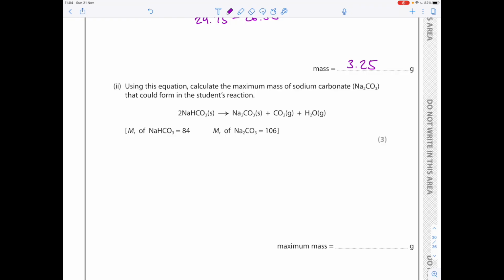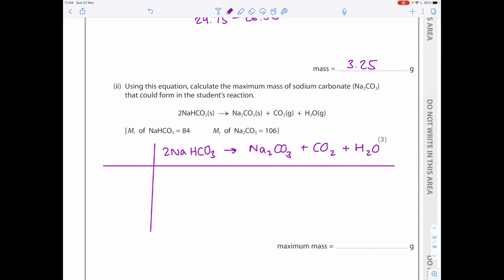Using this equation, calculate the maximum mass of sodium carbonate, Na2CO3, that could form in the student's reaction. So let's write out that equation below so we can access it more easily. We're going to use the table format that states mass, MR, and number of moles on the left-hand side.